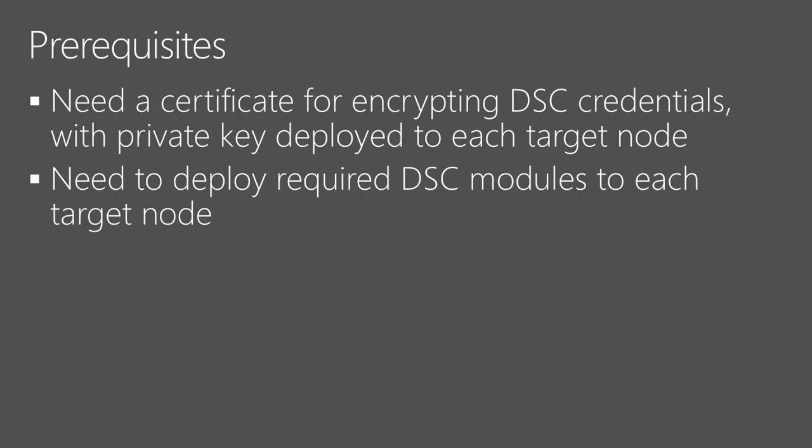So before we get started, the prerequisites for this: we need a certificate for encrypting our DSC credentials, and we need to deploy that private key to each target node. We also need to deploy any required DSC modules to each target node. Since I'm choosing, in this instance, to do my initial configuration via push mode, I would have to manually push out those modules myself.